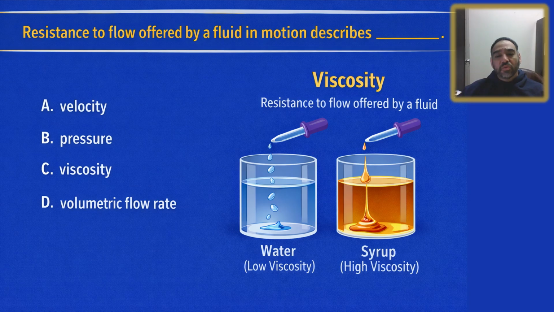The other answer, B, pressure. Pressure, again, we've talked about this as the force exerted per unit area, and pressure is what pushes blood forward through vessels. So resistance, like viscosity, works against pressure. So pressure drives flow, viscosity resists flow. So pressure and resistance are opposite roles in fluid movement.